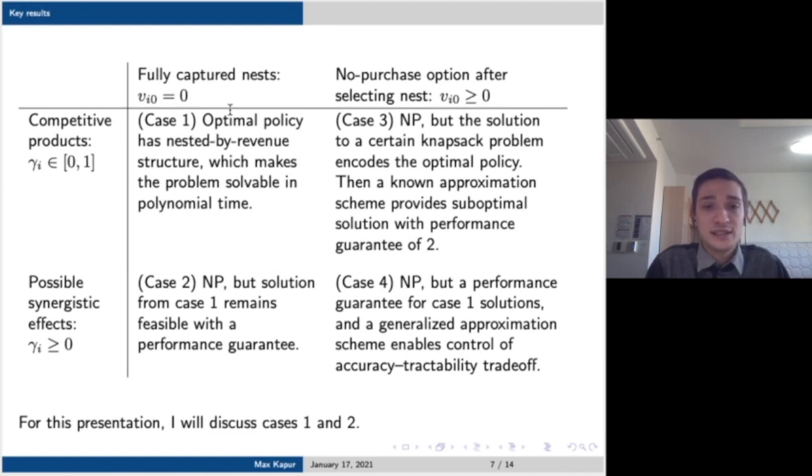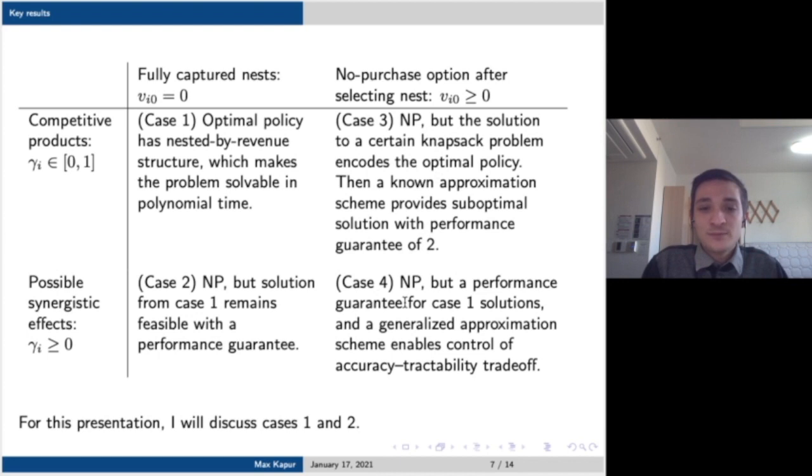That's case 1 here, where they're able to show that the optimal policy has a certain structure. But if we use solutions of this form in case 2, while they aren't optimal, the authors show that there's a certain performance guarantee attached to those solutions. In case 3, we again have an NP-hard problem, but there's a certain knapsack problem that encodes the solution to it, and you can use an existing approximation scheme to find a suboptimal solution with a performance guarantee of 2.